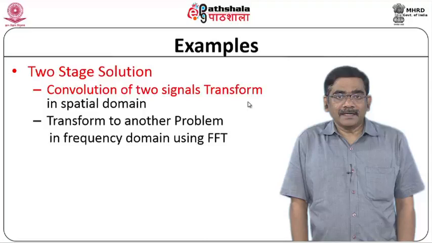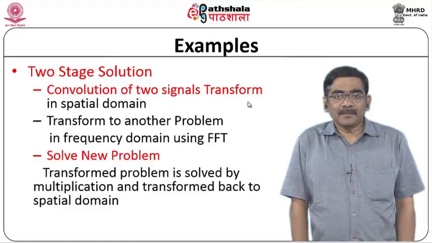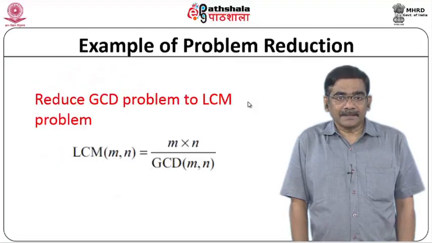Once we have the data in the frequency domain, the convolution is reduced to ordinary multiplications. So, now we can solve the new problem by simply multiplying, and once we have the result, we can transform that back to the spatial domain by applying the inverse fast Fourier transform. In this manner, we can easily develop faster algorithms, which are more required for modern applications.